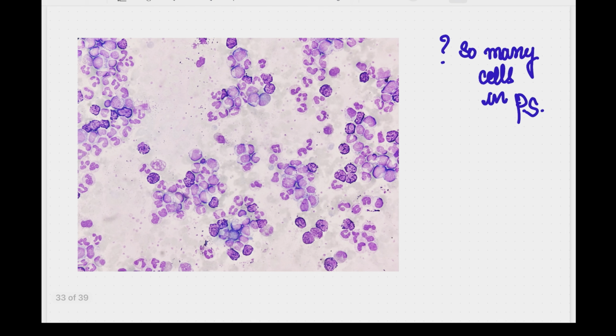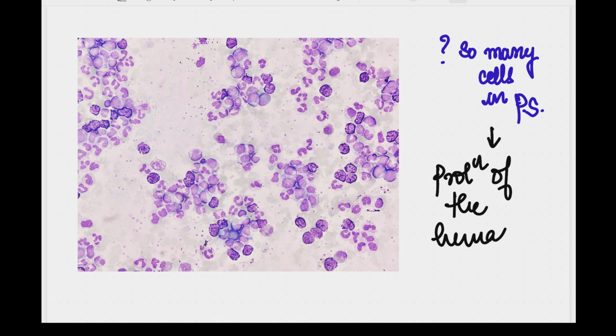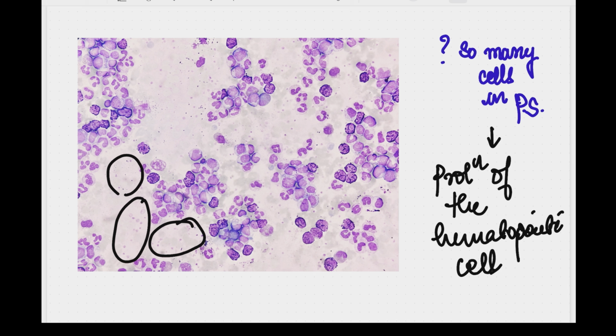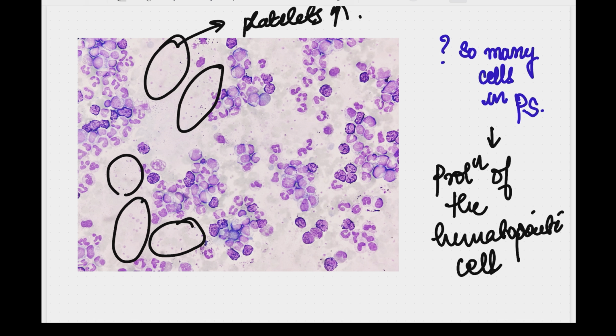So what is this? Why are there so many cells in the peripheral smear? This is totally abnormal. This is because there is proliferation of the hematopoietic cells in the marrow, which is pushing all of these cells into the peripheral smear. And you can also see that all of these dots are platelets, right? So this explains why our platelet count was slightly increased.